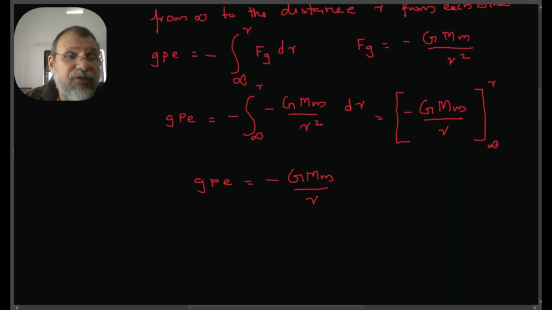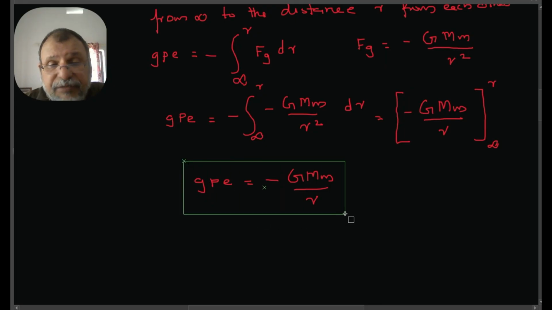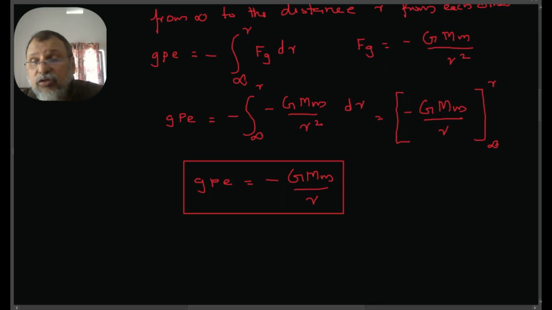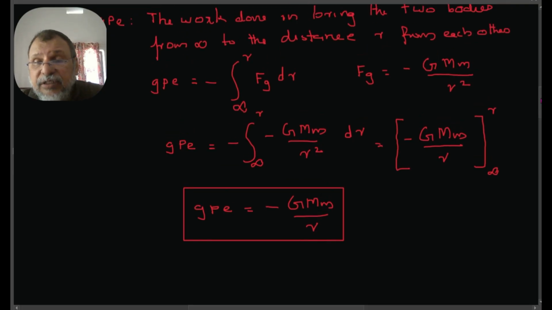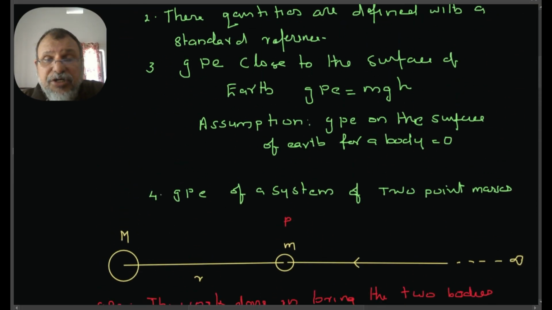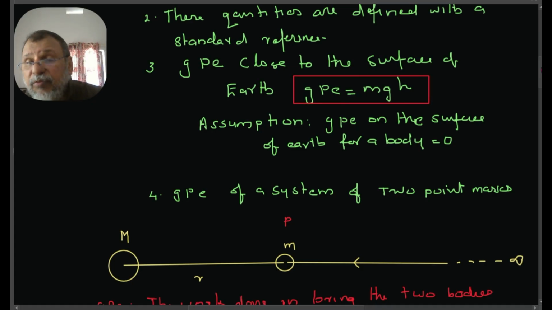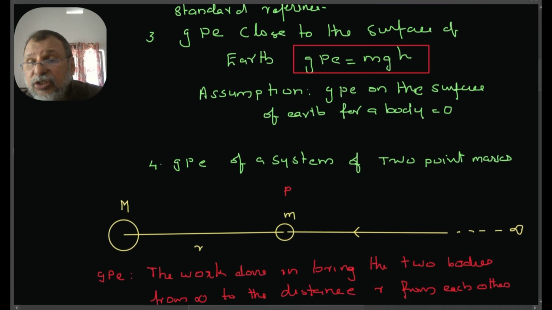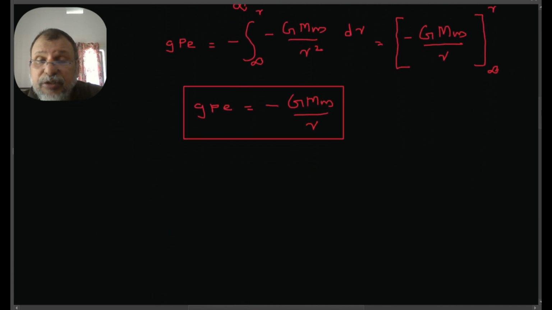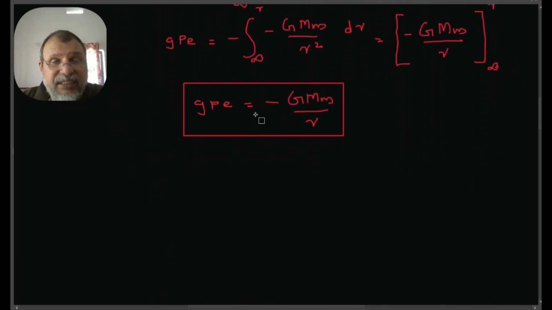So this is the expression for the gravitational potential energy of a system of two point masses or two perfectly spherical bodies. You should not confuse this with mgh. The equation mgh is applicable only close to the surface of a planet or the surface of the Earth. The reference point where the gravitational potential energy is zero is different in these two equations. So on a celestial scale, you must always use this equation.